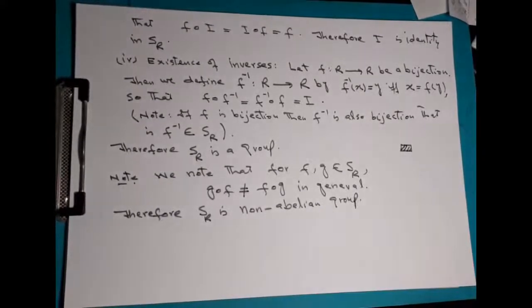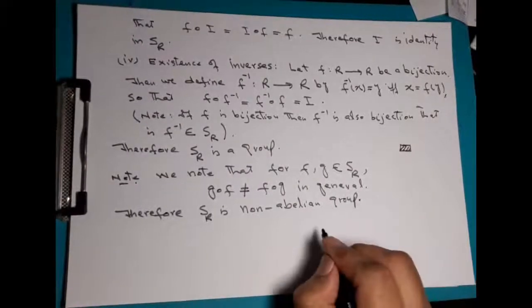If you're given a set, let's say set A, then SA, the set of all bijections from A onto A, is a group, and this is a non-abelian group. Having said that, let's come to a very particular example. Let's write it as a definition.